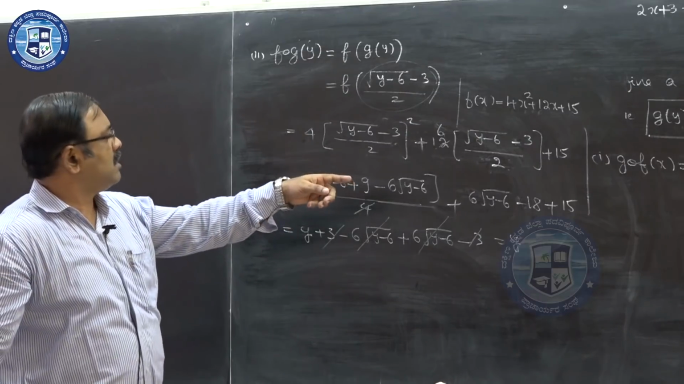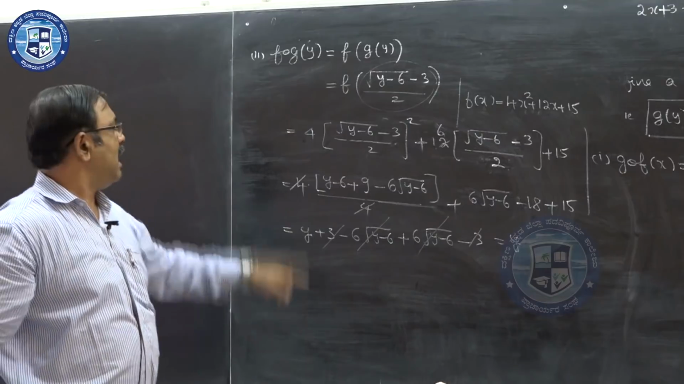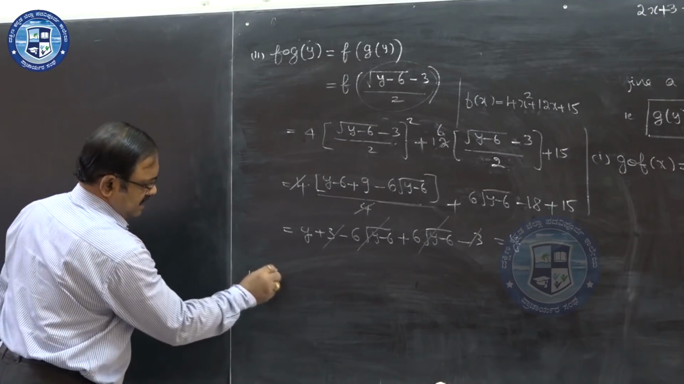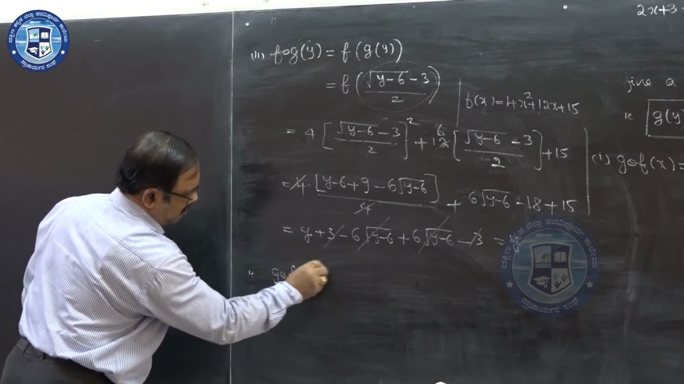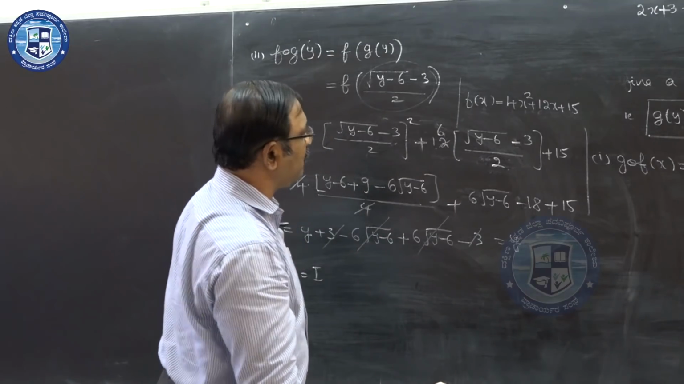So I have got g composite f of x is x, f composite g of y is y. That is, I have got g composite f, that is I. Actually it is defined from what?